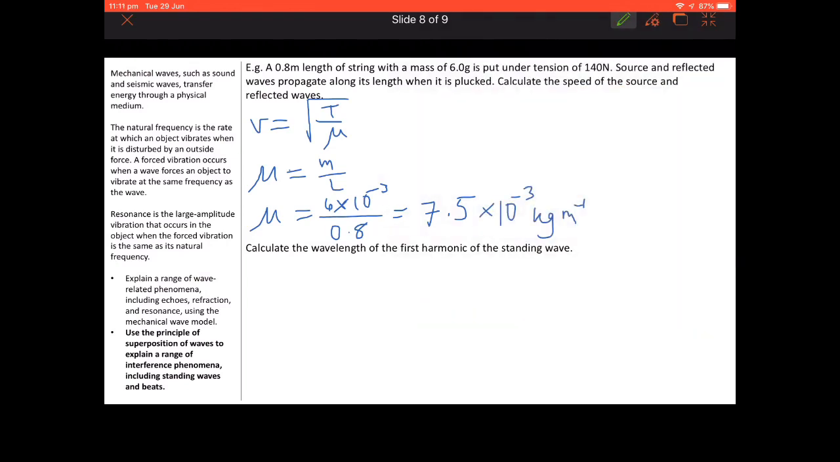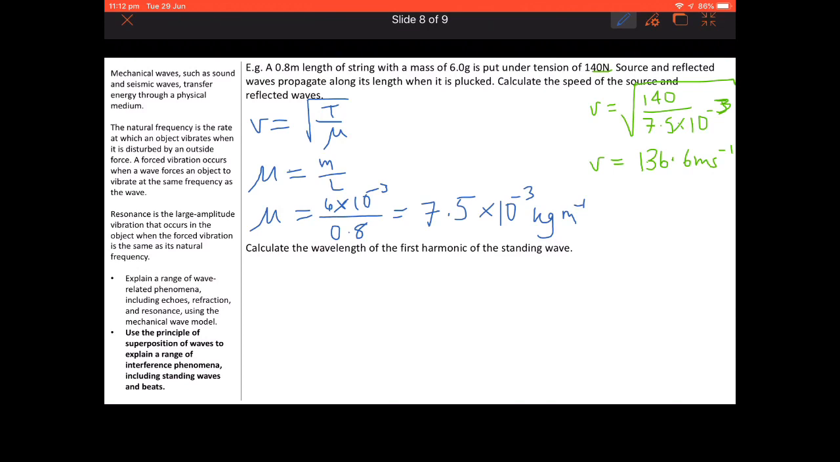We can then sub this back into our wave speed equation. So wave speed is equal to the square root of tension, which is 140 newtons, and then divided by 7.5 by 10 to the negative 3. Pop that all into your calculator and you'll end up with a wave speed of around 136.6 meters per second. That's how fast the source and the reflected waves are travelling.